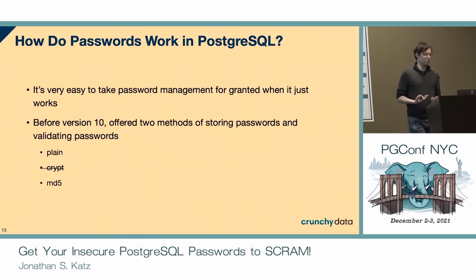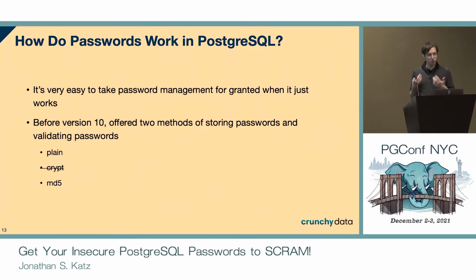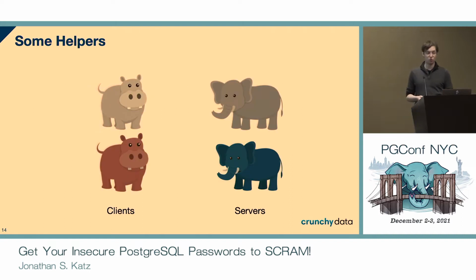So how do passwords work in Postgres? Before version 10, which is scary, because version 10 is now the oldest supported version of Postgres, there were two different methods of storing passwords: plaintext and MD5. There's also this thing called crypt, which got deprecated very early on. I believe it was using the internal Linux crypt program. But really, it was either plaintext or MD5. And again, it's good to look at the history, because chances are, if you're using a legacy Postgres system, you probably have this in some way, shape, or form.